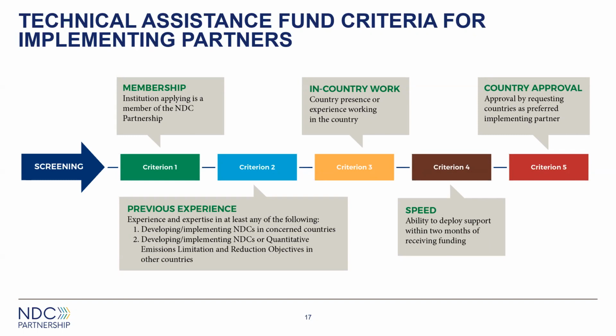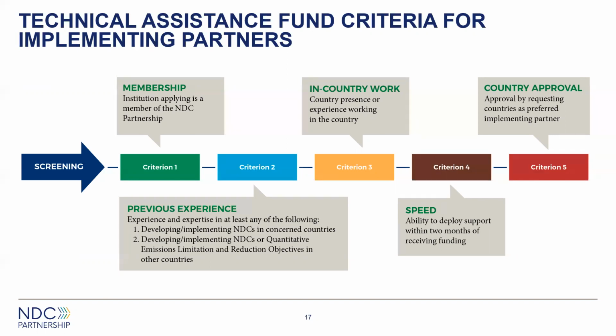Third, you would also need to demonstrate some kind of experience on the ground with these countries. So either current presence or history of work in that country, so that we can be certain that support will be provided in a fast way, and that there's already ongoing relationships between the institution and the country. The fourth one is speed. So the ability to deploy support within 2 months of receiving the funding.